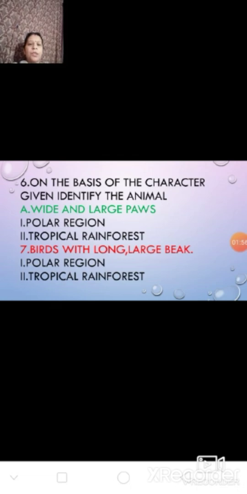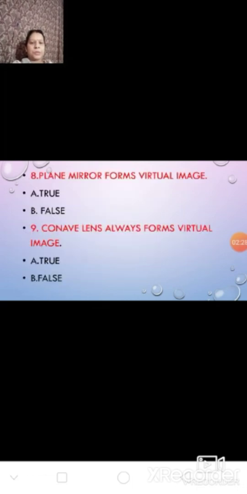On the basis of the characters which are given, identify the animal. So first one is wide and large paws. Such a characteristic is found in the animal, either the bird which is found in the polar region or in the tropical rainforest. Second one, birds with a long large beak. So here again you have to say whether such birds are found in the polar region or in the tropical rainforest.